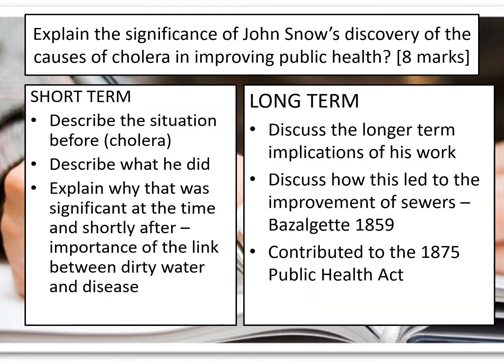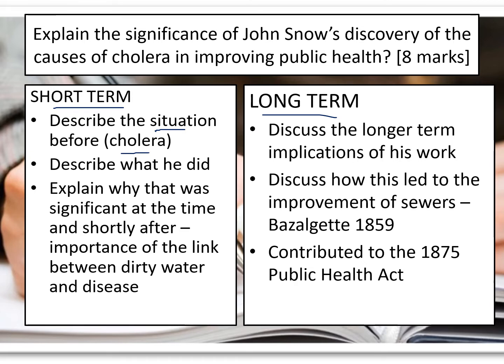So I'm just going to talk you through the kinds of things that I would put in my answer on this. Now, first of all, well done if you divided it into short term and long term. If we're doing an answer on an individual, it's definitely the best way of approaching this. So in my short term paragraph, I would end up describing the situation before. If we're going to think about the significance of something, we want to think about what the situation was like before that person. So for me, I'd be talking about the impact of cholera.